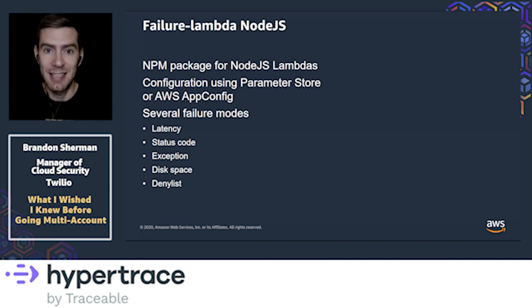We can set the status code. So instead of our API returning the normal 200 as it would on a successful invocation of our Lambda function, we can return any type of status code, for instance a 404, 301, or 502, whatever type of error code we want to test, to see how my application behaves in the case of error codes. We can create exceptions within the code. We can do those disk space failures that I mentioned, and we can use a deny list.